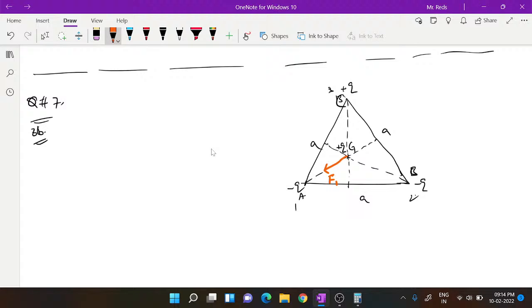And force due to this is negative. This is positive. This also will move in this direction. Let us call this F2. And this is positive, this is positive, so this will repel in this direction. So let us say this is F3.